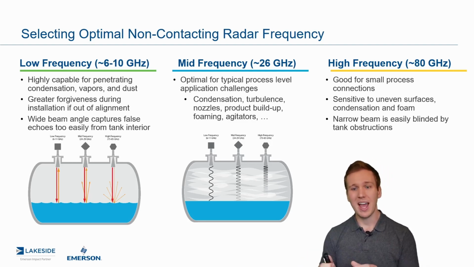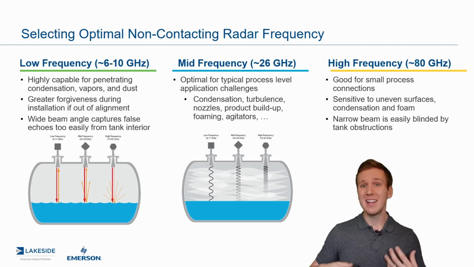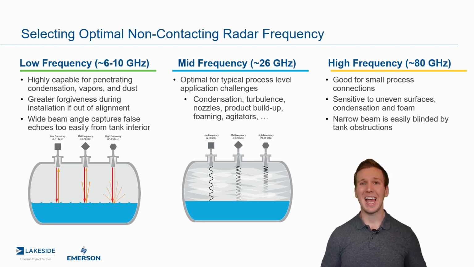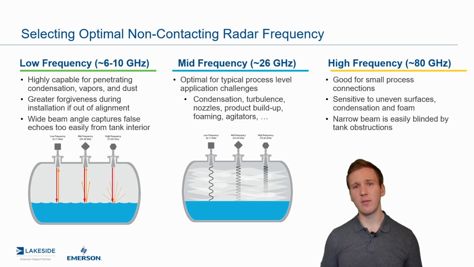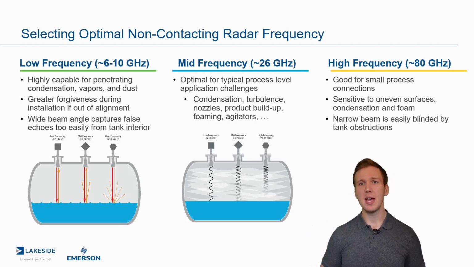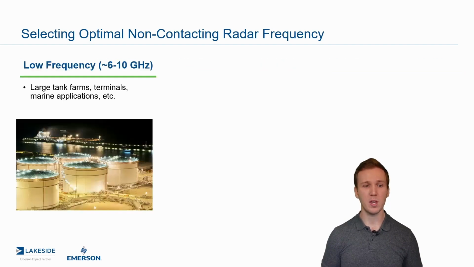And it can be squeezed down into smaller process connections. The trade-off is it's not going to be as good at handling vapors and condensation, as well as turbulence in the vessel. And so that's really where we have this mid-frequency, in the middle here, kind of this Goldilocks sweet spot between the two. And like I said, it's not that straightforward as to when to use one versus another, but hopefully now you're aware that there are three to pick from, and we have different technologies and different solutions for each depending on the applications that you utilize them for.